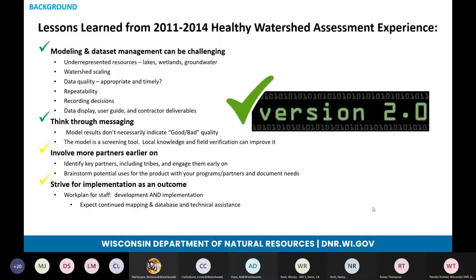Another big thing we learned is that we needed to involve more partners early on. So we think we did a pretty good job at that this time. And we need to strive for implementation as an outcome, because after the first assessment effort, we didn't really track implementation. We're not sure about that work. So we're going to do a better job for version 2.0.